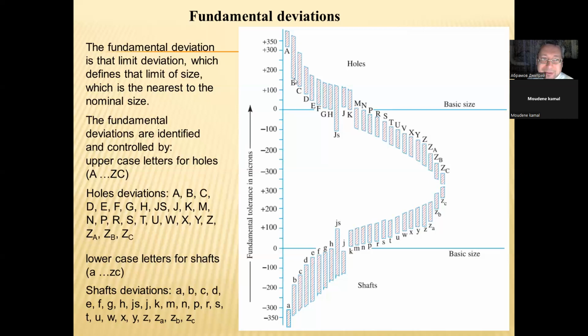So it's the fundamental deviation. For example, for these tolerance fields, upper limit deviation, lower limit deviation. The nearest to the nominal size is the upper limit deviation. This dimension is lower than that dimension. So the upper limit deviation is the fundamental deviation for these tolerance fields.